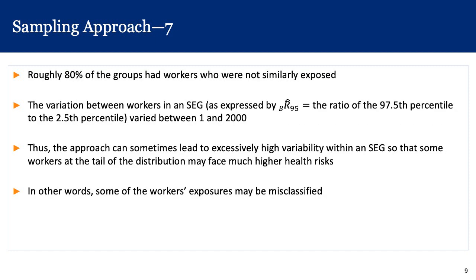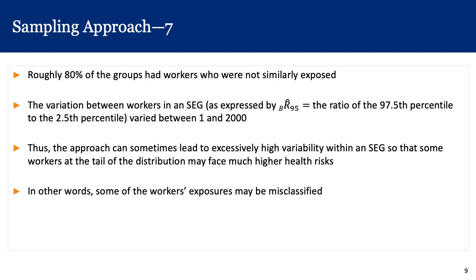And they found that roughly 80% of the groups had workers who were not similarly exposed. And the variation between workers in an SEG, they expressed this as the ratio of the 97.5th percentile to the 2.5th percentile. And they call this quantity R95. And so the R value varied between 1 and 2,000. So that is a tremendous amount of variation in one similarly exposed group of workers.